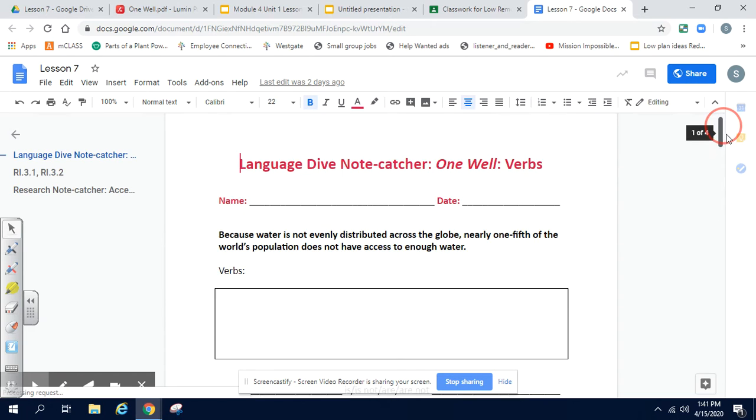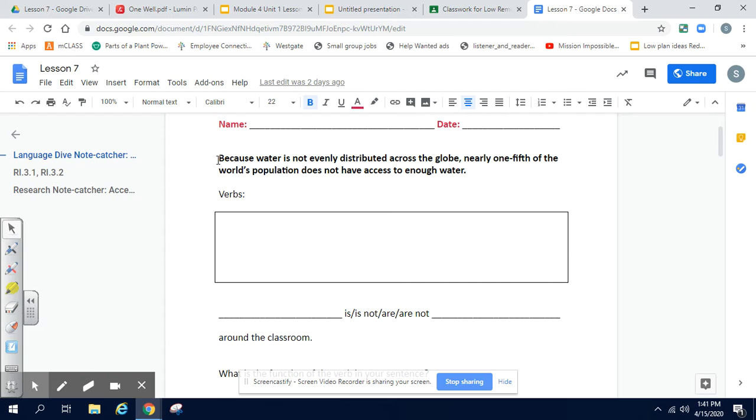Number one, verbs. It has the sentence we talked about at the top. Because water is not evenly distributed across the globe, nearly 1/5 of the world's population does not have access to enough water. Here you have a box for verbs. In the language dive video, I gave you an example of two different verbs within the sentence. For instance, distributed was one of them. So you're going to write distributed and maybe another verb that you find, and then any other verbs you can think of. So you're going to fill those in with examples.